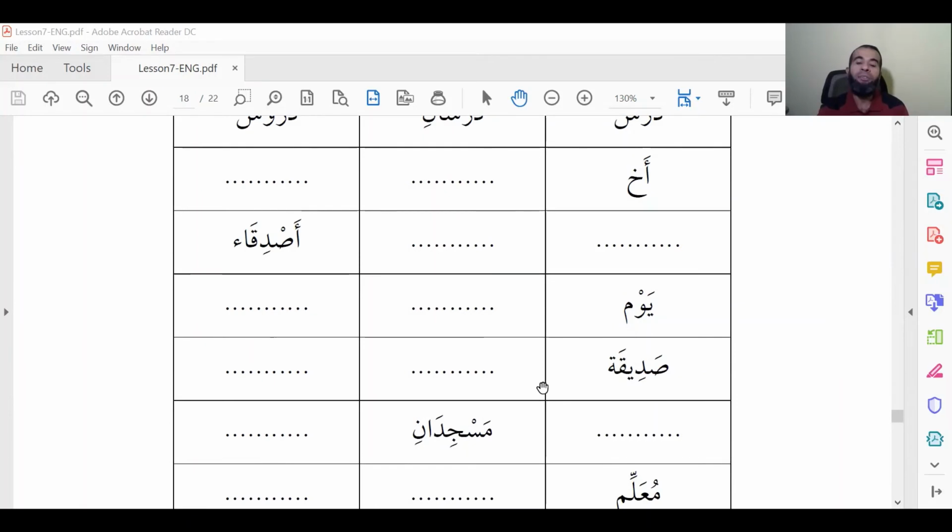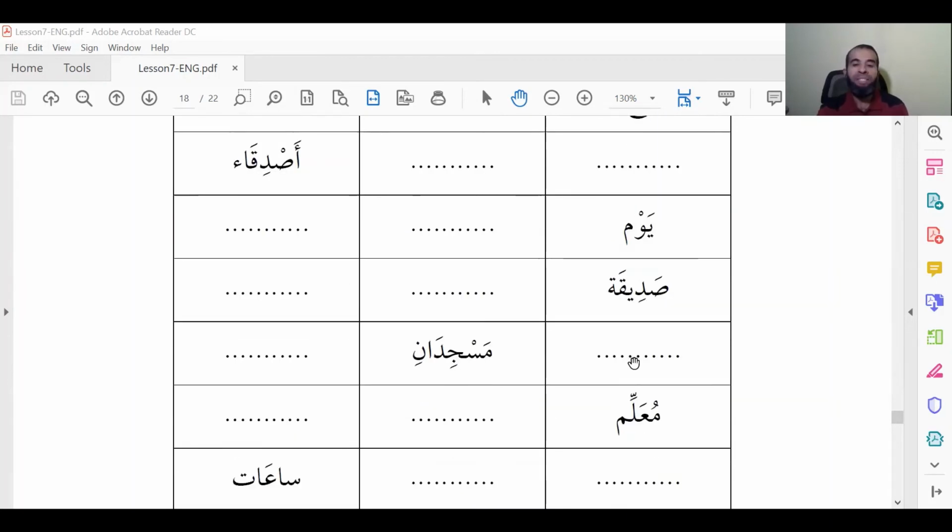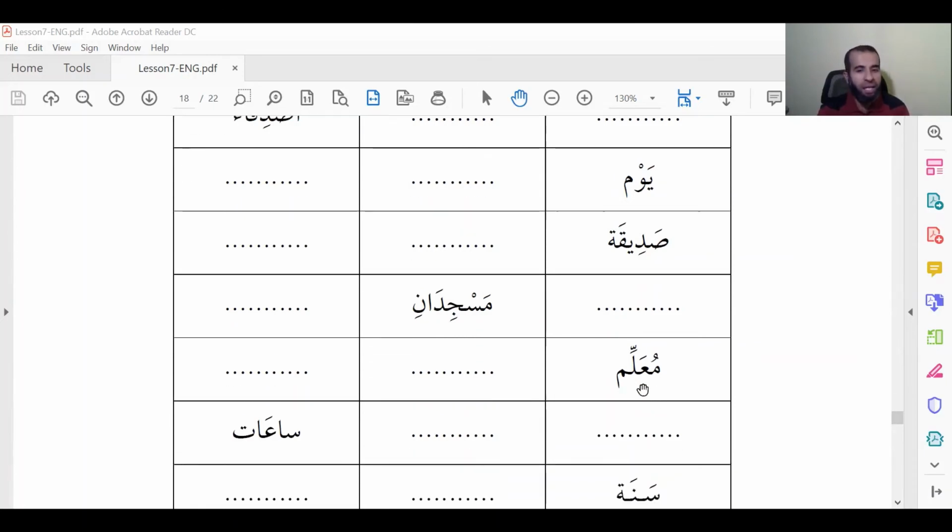صديقة very easy. We convert this تاء into open تاء and then ألف ونون، صديقتان. And for plural we delete this and put ألف وتاء، صديقات. Here مسجد، مسجدان and the plural is مساجد. معلم، معلمان and the plural here we add واو ونون. We use واو ونون and say معلمون. This is the plural جمع.